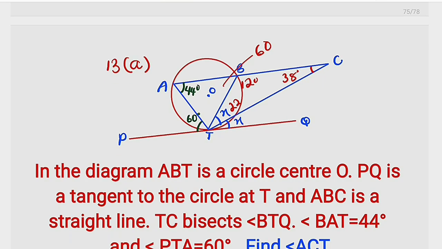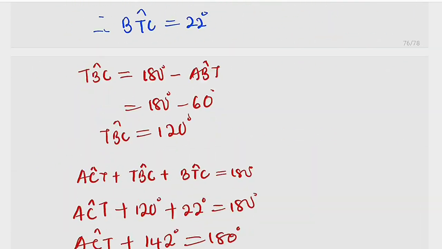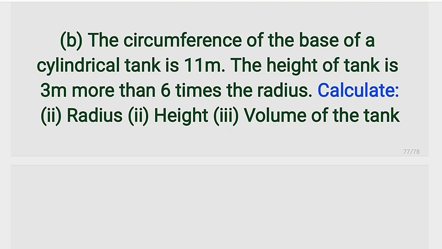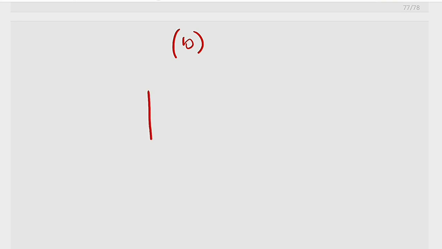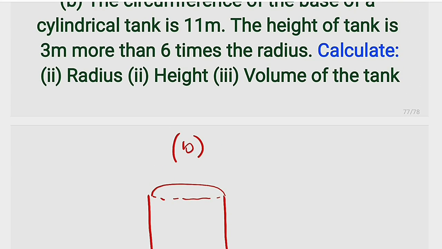Alright, now let us move on to 13b. Alright, so here is 13b. The question reads, the circumference of the base of a cylindrical tank is 11 meters. The height of the tank is 3 meters more than 6 times the radius. You are asked to calculate the radius, the height, and the volume of the tank. Okay, let us make a sketch here. Suppose we have a tank. So let's assume this is a tank.